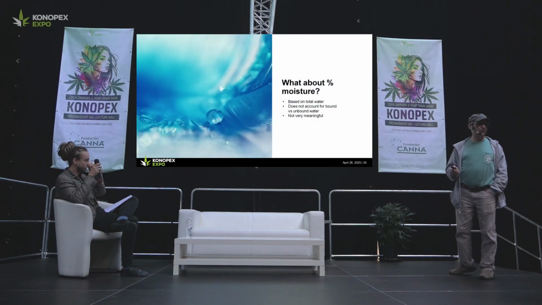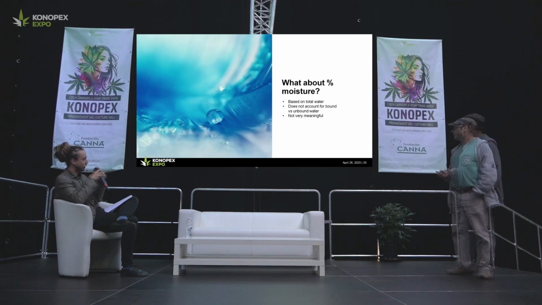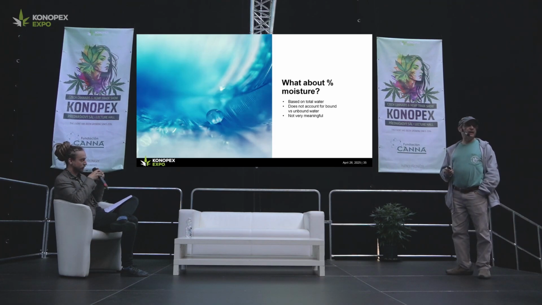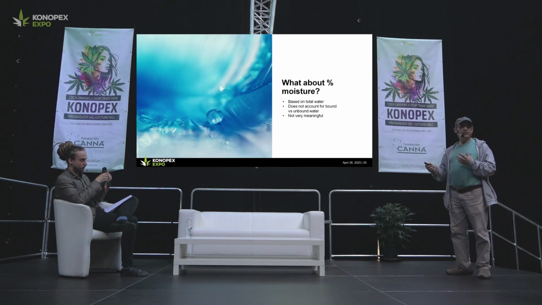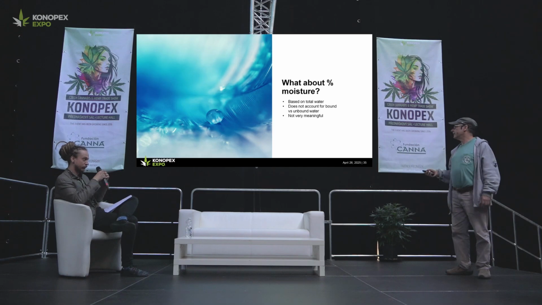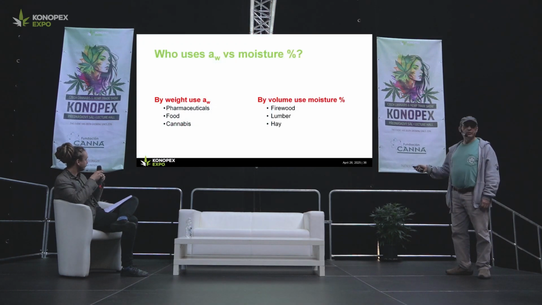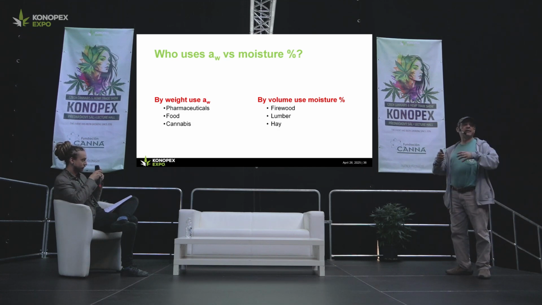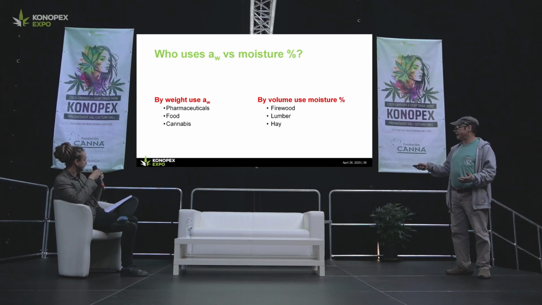So some people talk about percent moisture, but the percent moisture doesn't talk about bound and unbound water. It's the total water in the product. So that bound water number is very important if you want shelf stability and to maximize yield, where percent water lumps them all together. So who uses percent moisture? People who sell firewood, lumber, hay. They sell their product by volume. People who use water activity: pharmaceuticals, food, and cannabis.